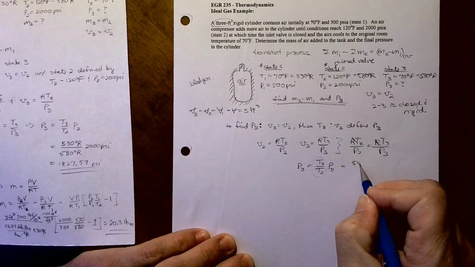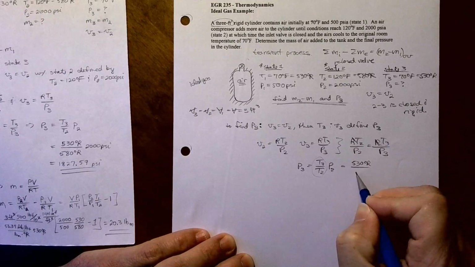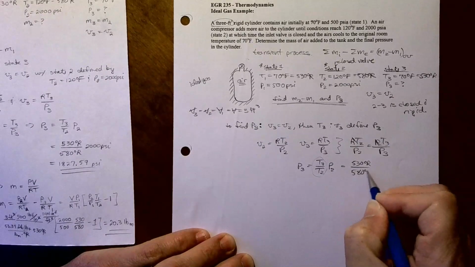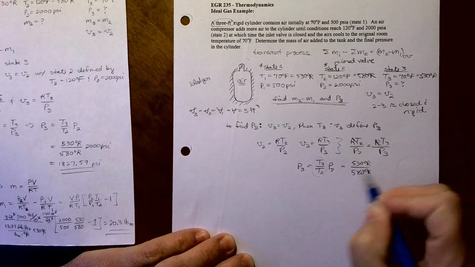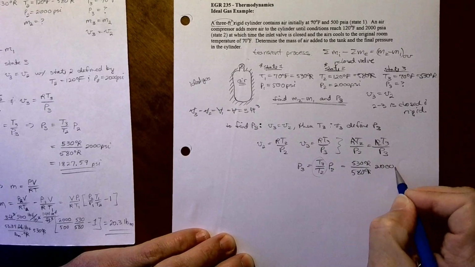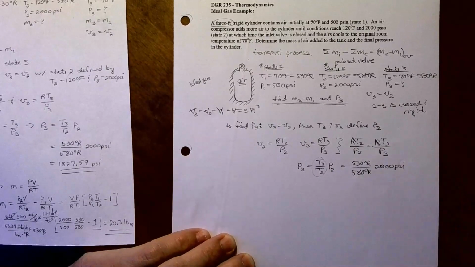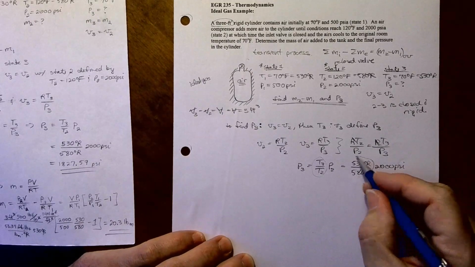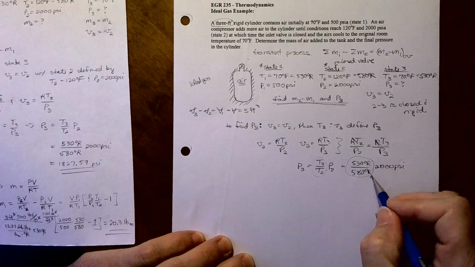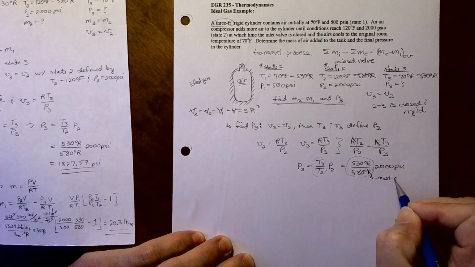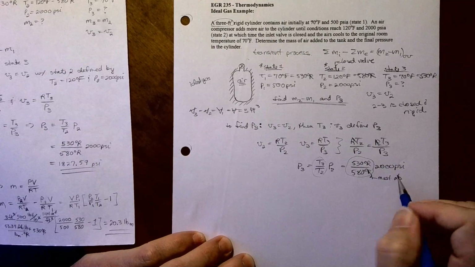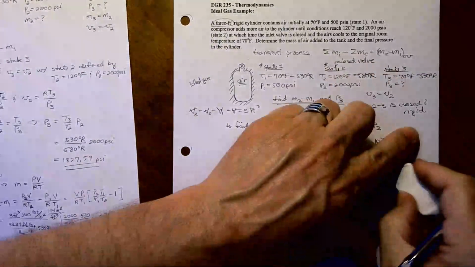So this is going to be equal to 530 Rankine divided by 580 Rankine times P2, which is 2000 psi. These, remember, must be absolute.